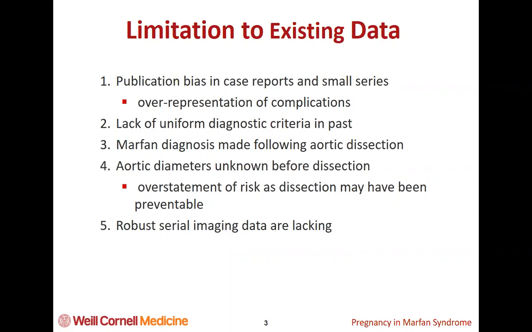Perhaps the most important confounder has been the fact that the diagnosis of Marfan syndrome was unfortunately made as a consequence of aortic dissection, and as a corollary, aortic diameters before dissections occurred are not always known, especially if the underlying diagnosis is unknown. As a consequence, dissection risk is overstated, as women with large aortic root diameters might have been discouraged from pregnancy without first undergoing elective root replacement. And finally, although more data are accumulating, robust serial imaging data before, during, and after pregnancy are still insufficient.